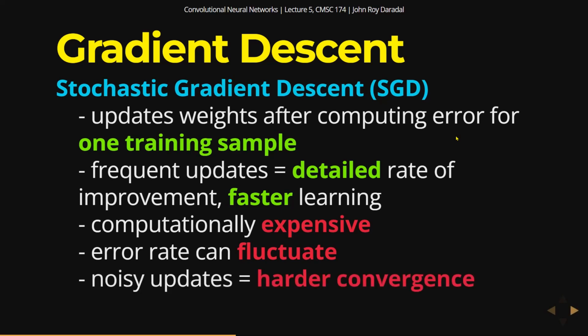And because of noisy updates, there could be a harder time for the algorithm to converge, right? So it might take too long sometimes, especially because of the noise. For example, you're already on the right track, and then one bad training sample puts you in the wrong direction, so it kind of undoes what you've learned so far. Because of this kind of noise, sometimes it's hard to converge using stochastic gradient descent.